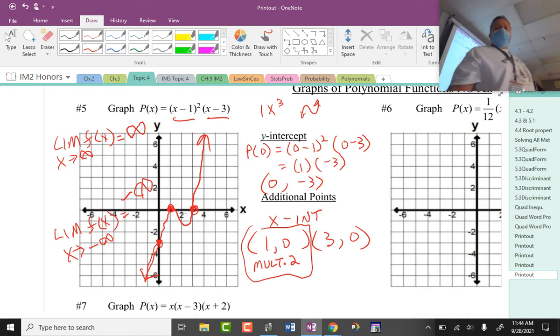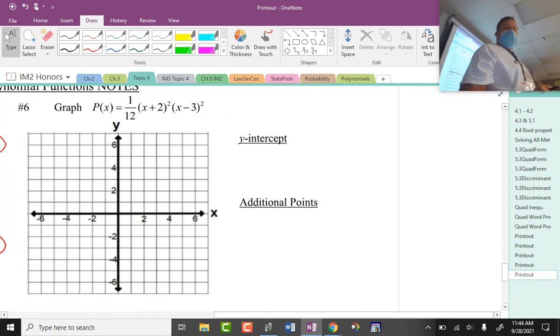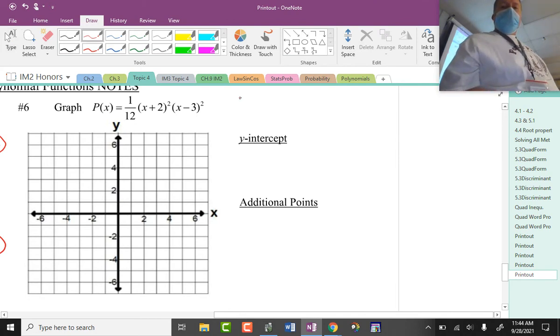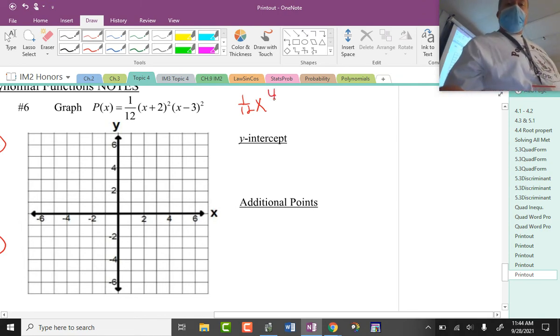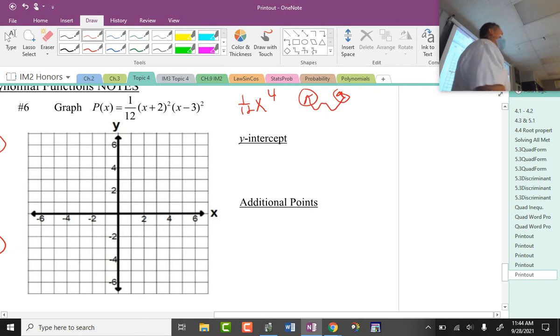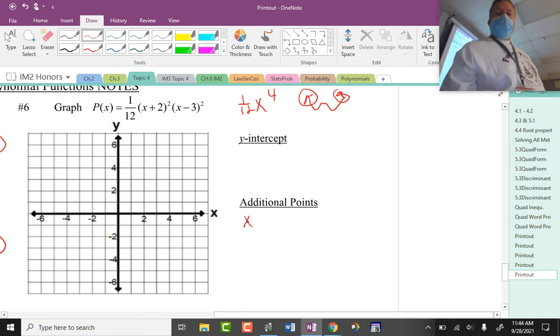Okay, next one. Maybe before I do anything, what did we say this was? This is 1/12 x to the what when we're done multiplying? 3, 2, 1, go. It's already on the previous page. 4. So that means it's a positive, so it should be something like this. This is how things should fit with the arrows ending up and up. Now we're not going to do additional points. We're just going to do X-Ints.